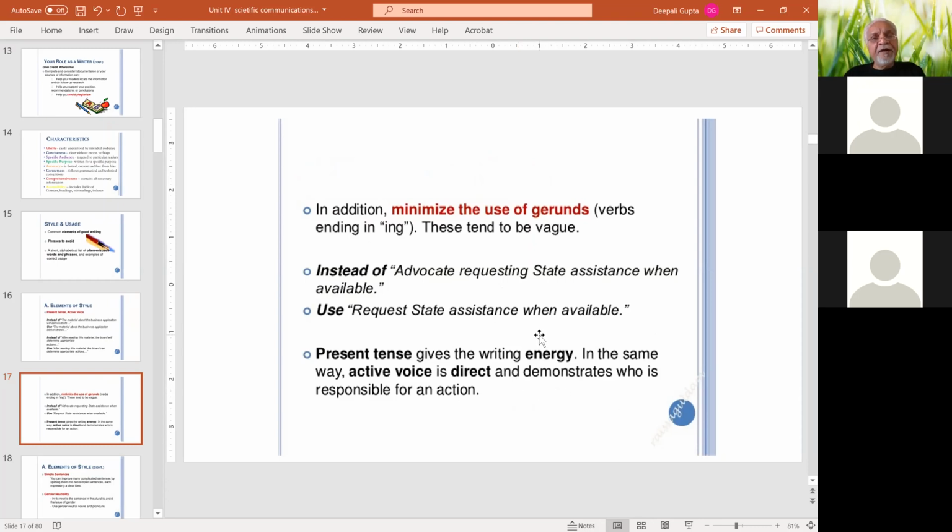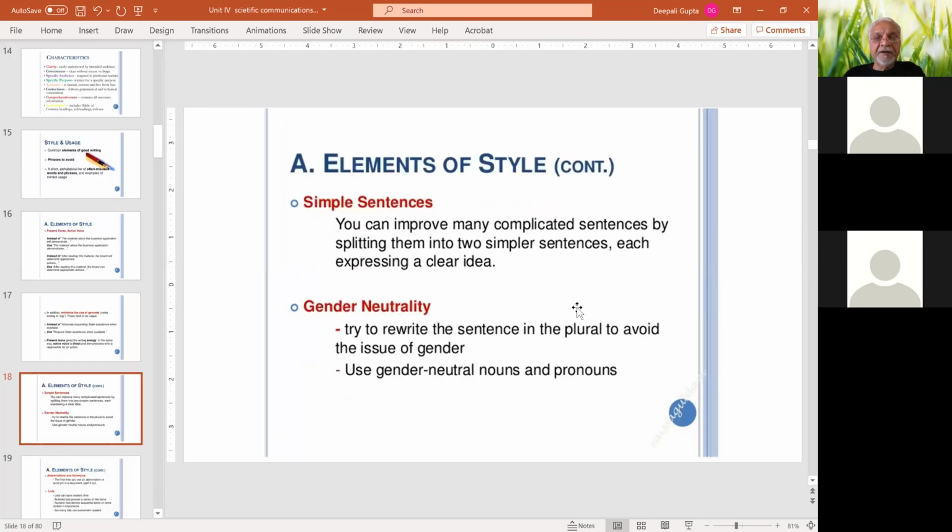And then avoid using words ending with -ing. This is very important. For example, instead of "advocate requesting state assistance when available," this sentence can be written "request state assistance when available." These are the things which you have to keep in mind, and also don't write complex, big sentences, as I mentioned earlier. Also try to write short and simple sentences to convey what you want to say.